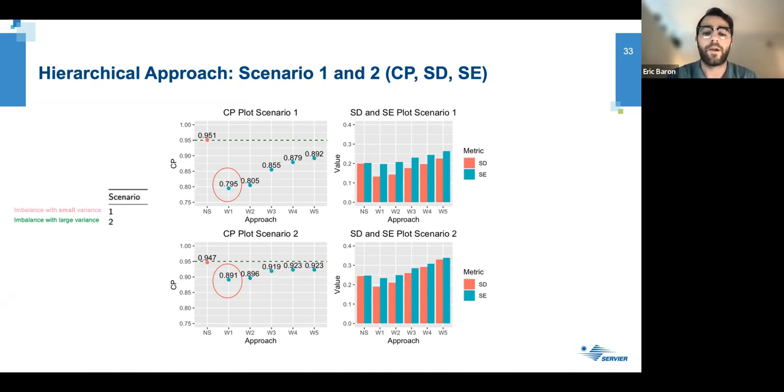So this is at least the next step we would like to take: how to properly estimate this combined parameter of interest. And then we see that when there's more variation, in the second scenario where there's imbalance of larger variance, in fact, more variation causes our coverage to increase. Still, the undercoverage problem persists and our standard deviation is still smaller than our standard error.